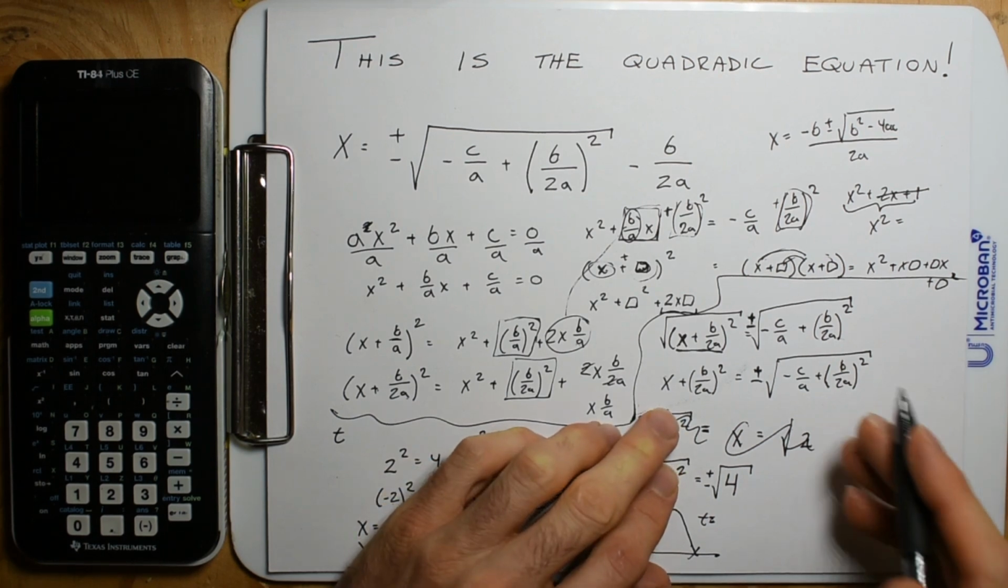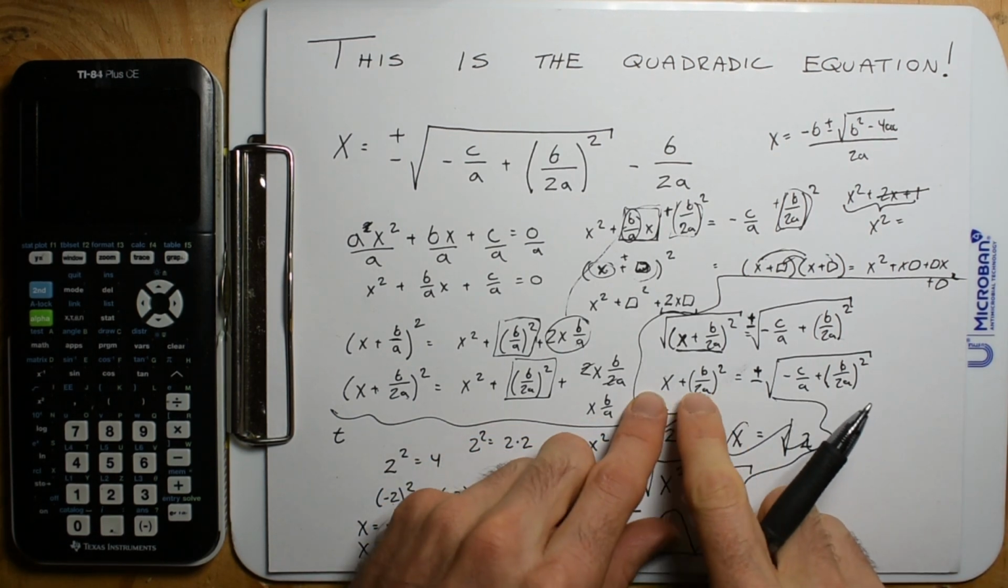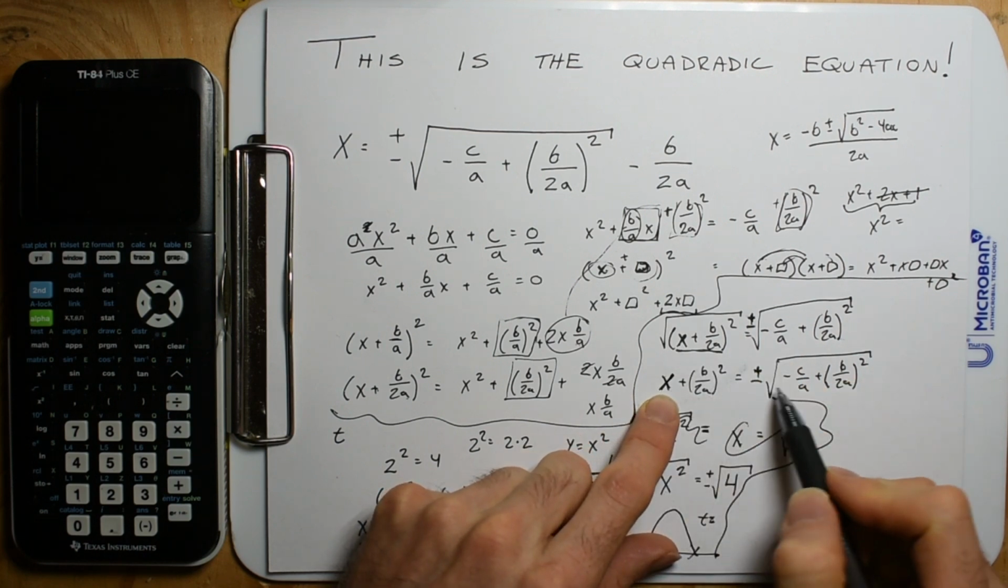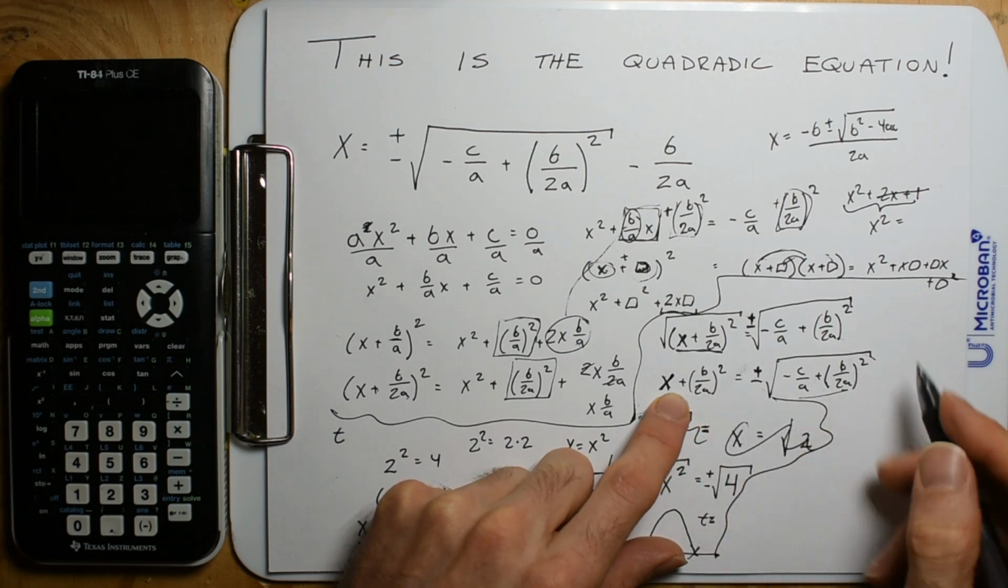Okay, hell yeah. And so we're basically there. What we wanted to do is just get x. And hey, look at that, we can solve for x. We have x, and so we're just going to take this and then subtract this b divided by 2a squared.